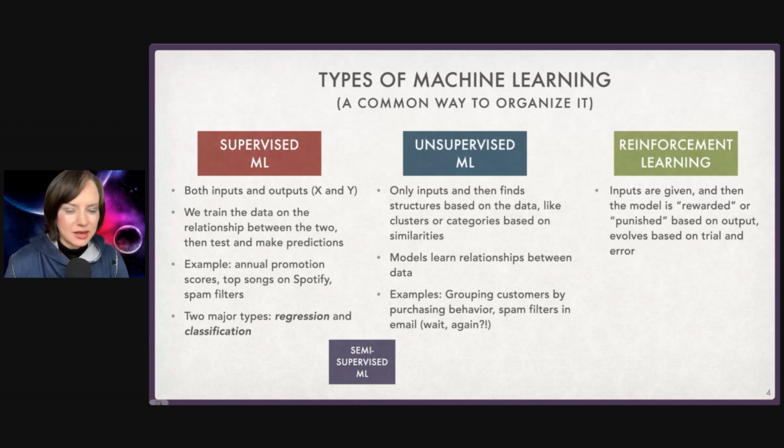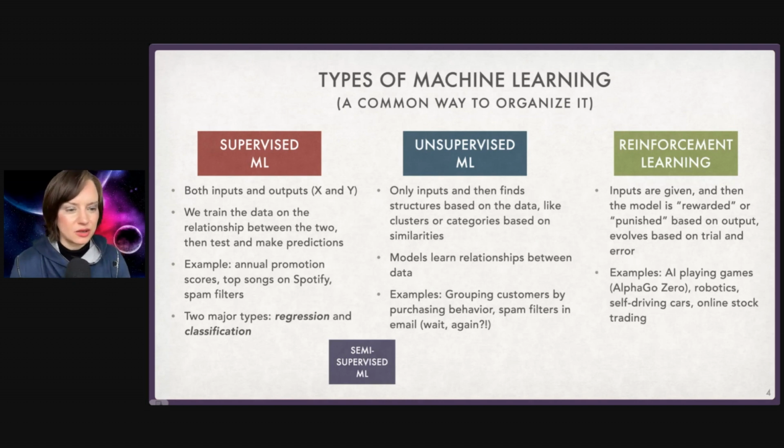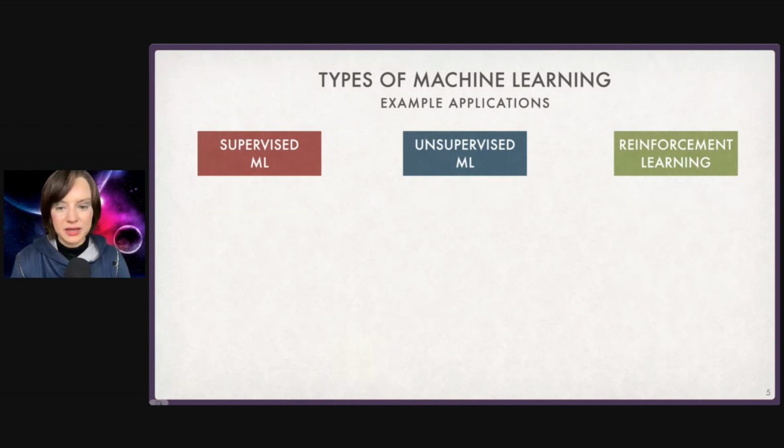Semi-supervised machine learning lies right there in the middle, where we have input data and some output data. Reinforcement learning, just to compare it to the other two right here, is when inputs are given and then the model is rewarded or punished based on the output. It evolves based on trial and error. It's quite different from supervised and unsupervised in terms of its approach. So some examples of reinforcement learning are if you're following stories about AI playing games such as AlphaGo Zero, following anything in the world of robotics, self-driving cars, maybe automatic online stock trading, a lot of that has reinforcement learning in the background, and we'll talk more about that to come.